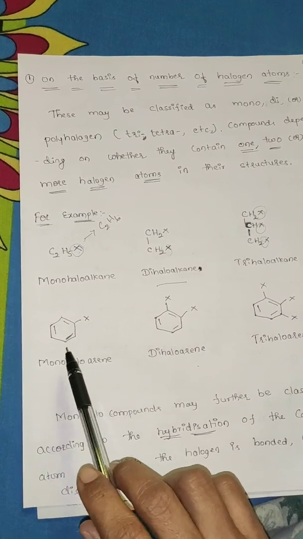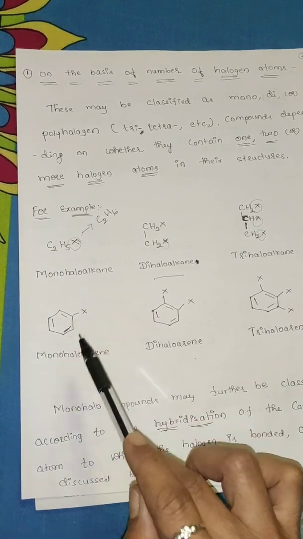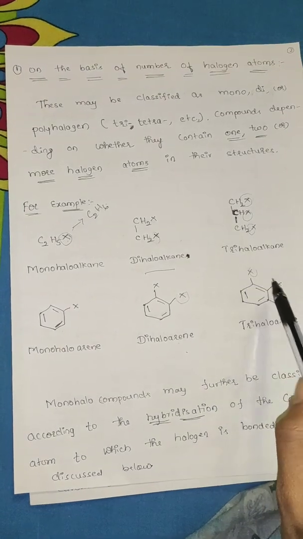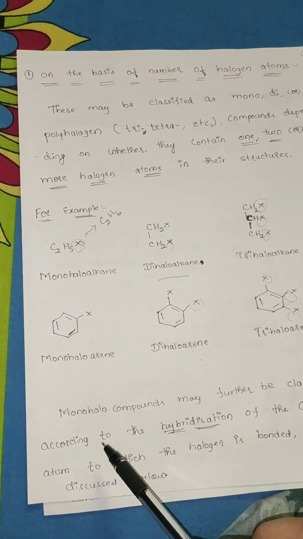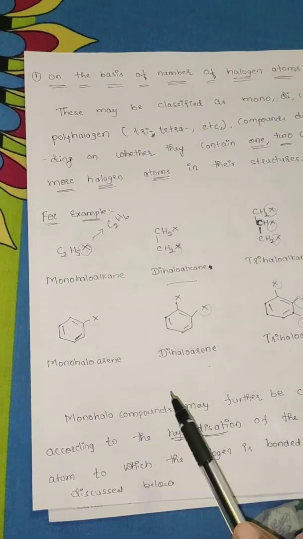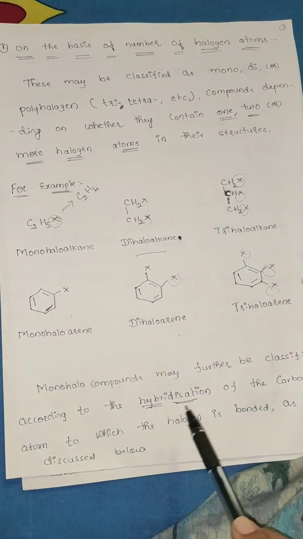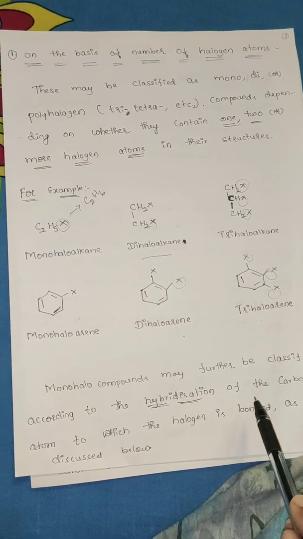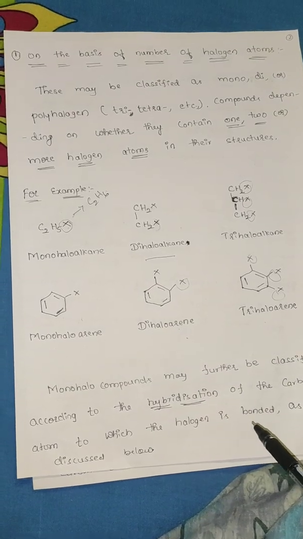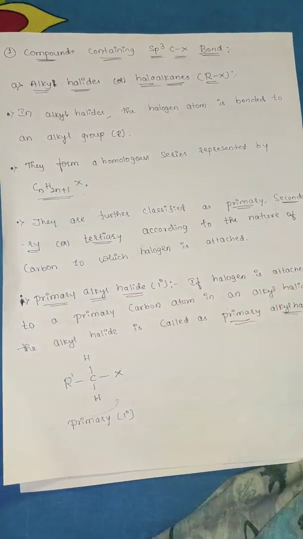Similarly, arenes also: if they consist of only one halogen, they are monohaloarenes, 2 halogens dihaloarenes, 3 halogens trihaloarenes. Among those alkanes as well as arenes, monohalo compounds may further be classified. Means these two compounds are further classified according to the hybridization of the carbon atom to which the halogen atom is bonded, as discussed below. On the basis of hybridization, monohalo compounds are classified into two types.